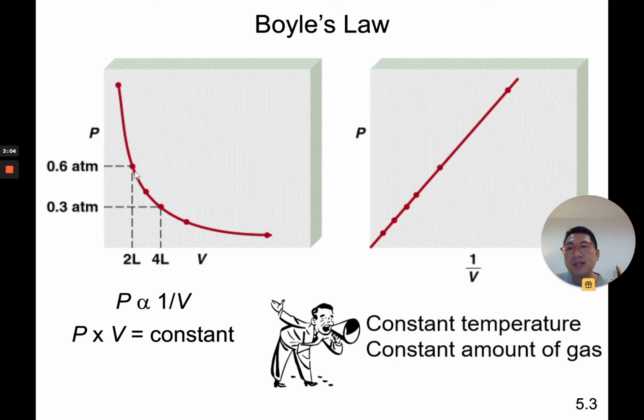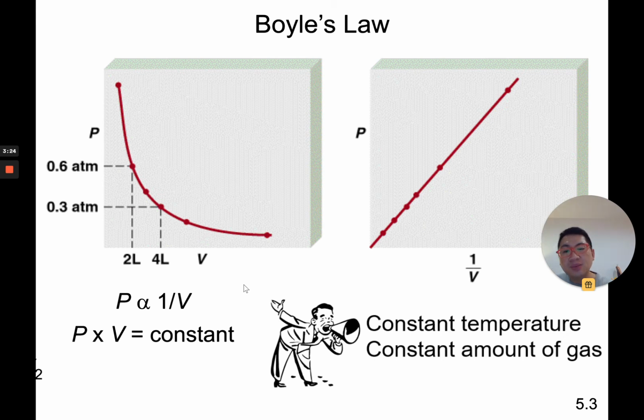So at this point on the graph, 0.6 times 2 is 1.2. At that point in the graph, 0.3 times 4 is equal to 1.2. At any point in the graph, whatever the pressure times volume is, it will equal 1.2 for this specific gas. So the pressure times volume does not change.